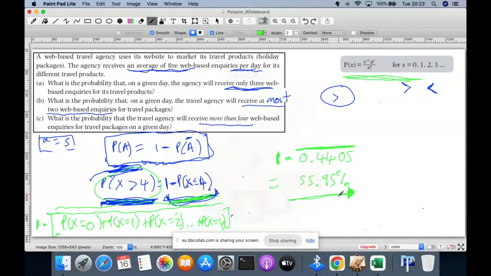It's very important for the Poisson distribution because your x is uncapped. It can go all the way to infinity, so you have to use the complementary rule. Does that make sense, everyone? That's pretty much all the questions I had on the Poisson distribution and all I wanted to cover this evening. Are you good with this? Any questions? Anything you'd want me to go over?